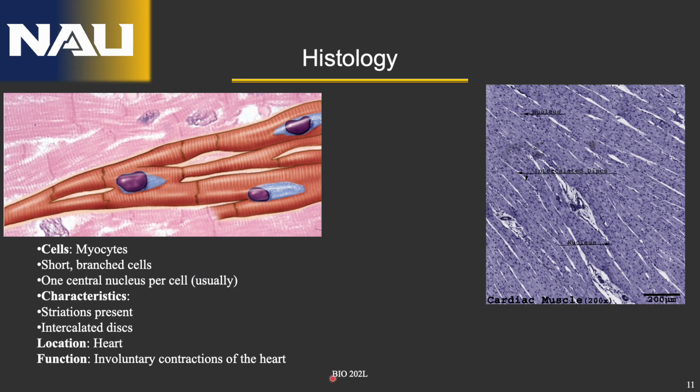Cardiac muscle tissue is characterized by its unique structural features and specialized function. It consists of short branched cells known as myocytes, which provide the strength and resilience necessary for continuous heart contractions. These cells are distinctly marked by striations, indicative of their organized arrangement of actin and myosin filaments.